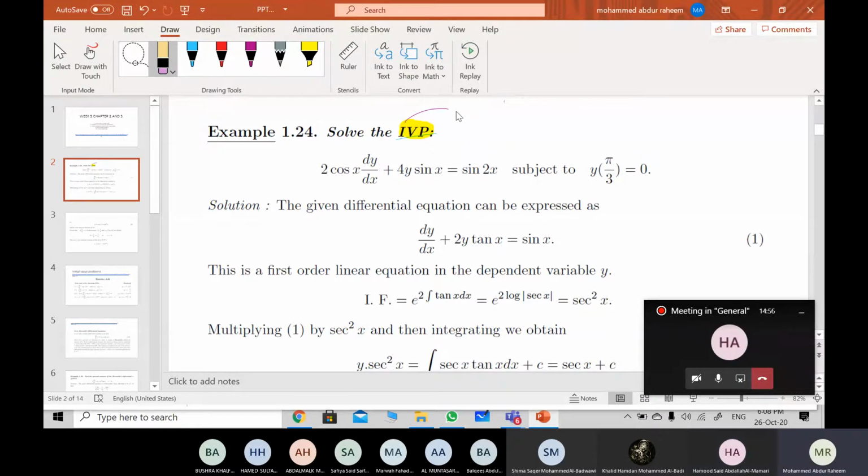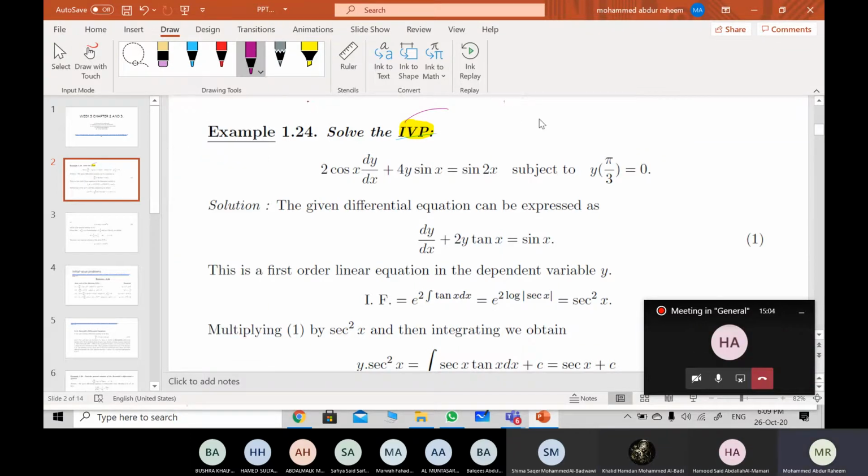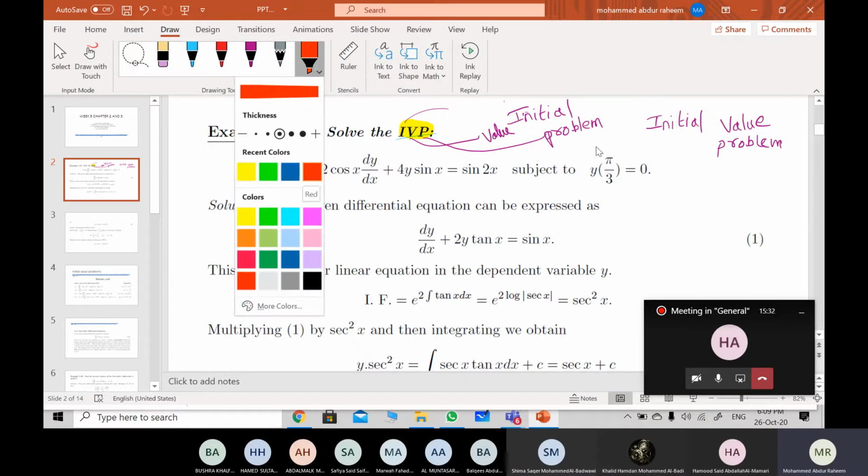IVP means I means initial, V means value, and P means problem. So initial value problem. It's nothing but some condition will be given. As you see here, one condition is given here.